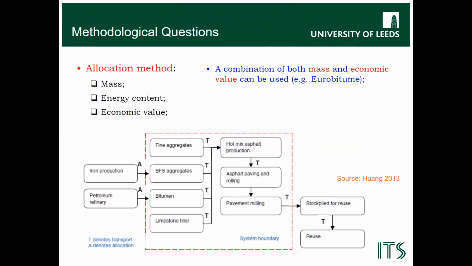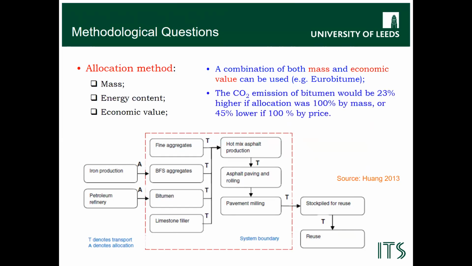And some people use a combination of both, like in the Eurobitumen case study, 2011. It's an association of European bitumen refineries. When they do the oil extraction and transport, they allocate the impacts based on the mass. And during the refining stage, the allocation was based on the economic value. And so that's what they did.